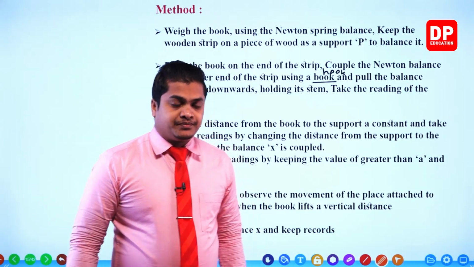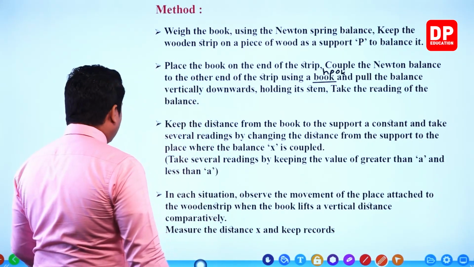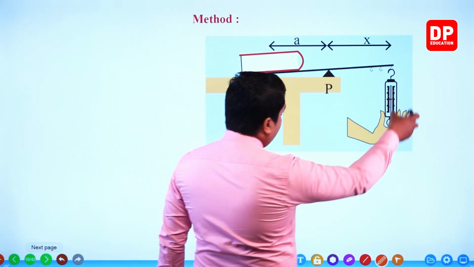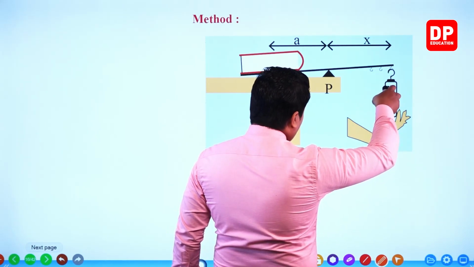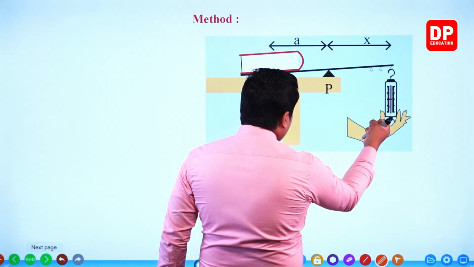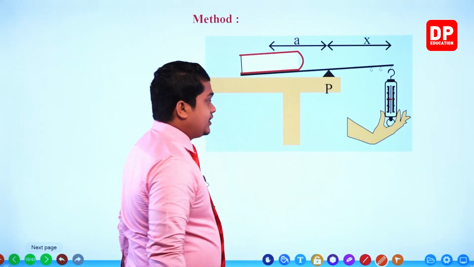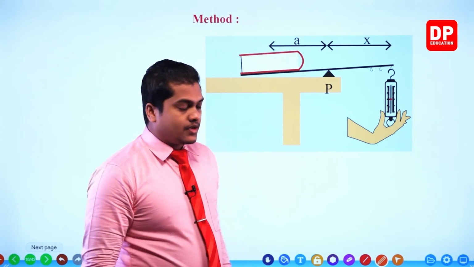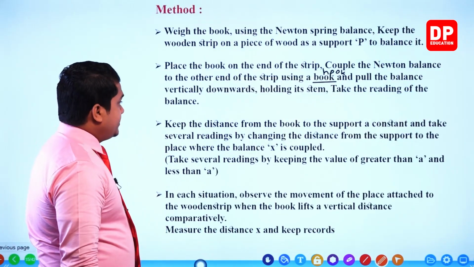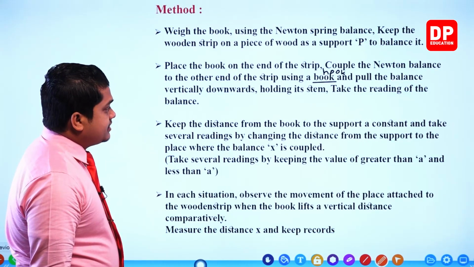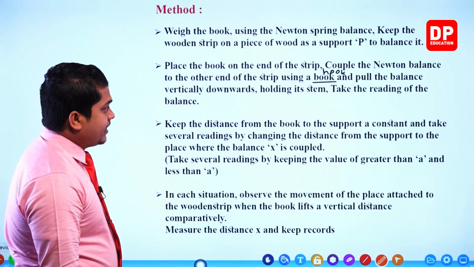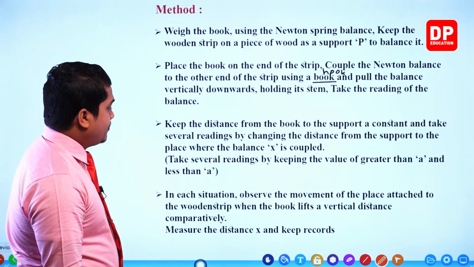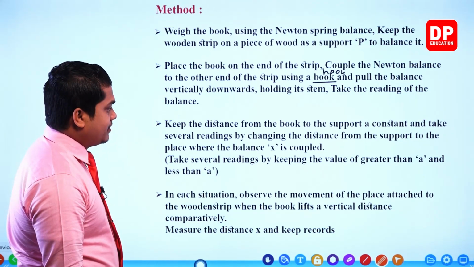Now what do you have to do? Now I'll use the diagram once more. So you have to keep the book like this. Then you have to apply the Newton balance onto a hook. Then you have to drag it like this and you have to get the reading of the Newton balance. Quite simple. Then keep the distance from the book to the support constant. Take several readings by changing the distance from the support to the place where the balance X is coupled.